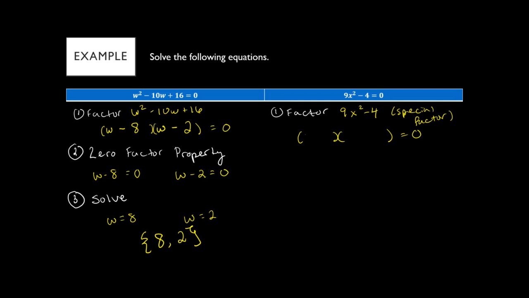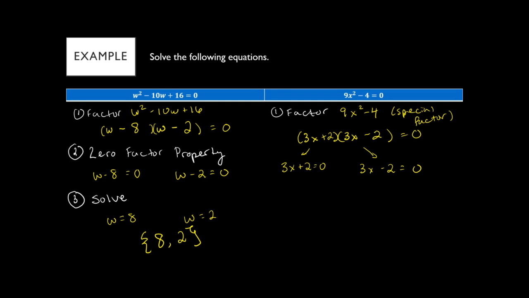So this factors, we're going to get a 3x times 3x to get to 9x squared. And then a positive 2 and a negative 2 multiplies to negative 4. And when you get the combination, they're going to add to 0, which is why there's no middle term. So the zero factor property then has us take 3x plus 2 and set it equal to 0, and 3x minus 2, set it equal to 0.